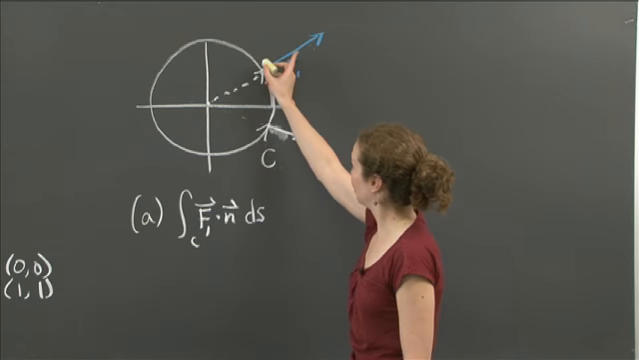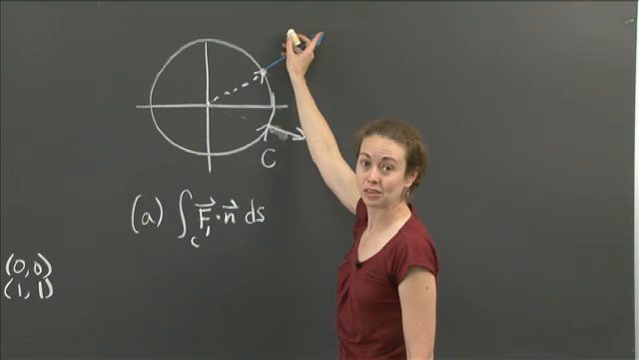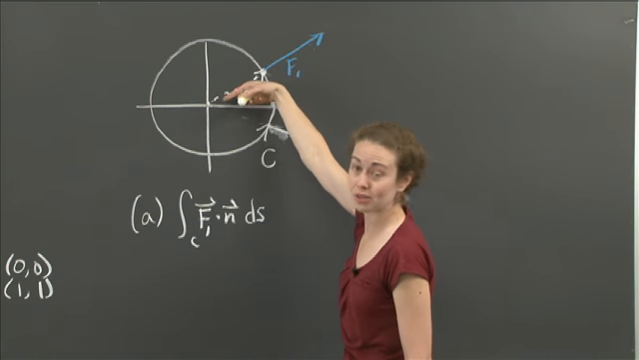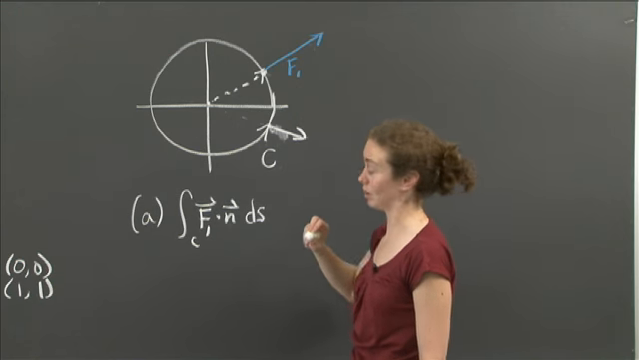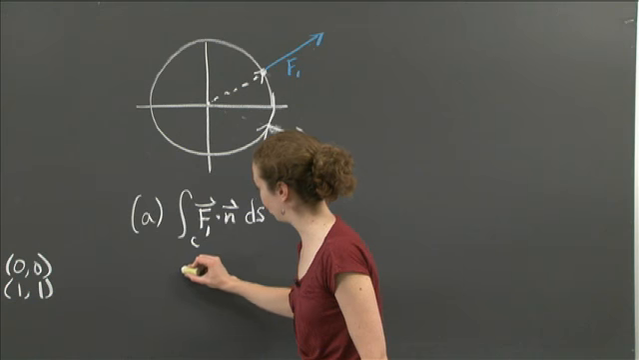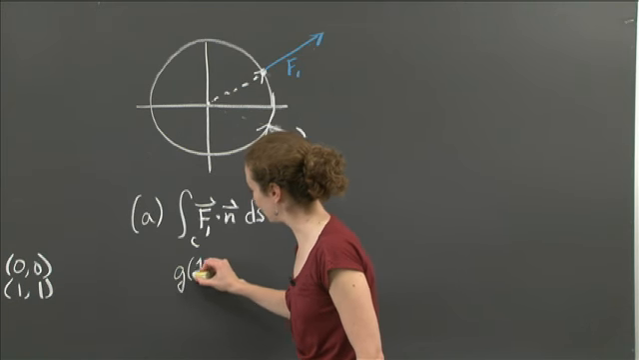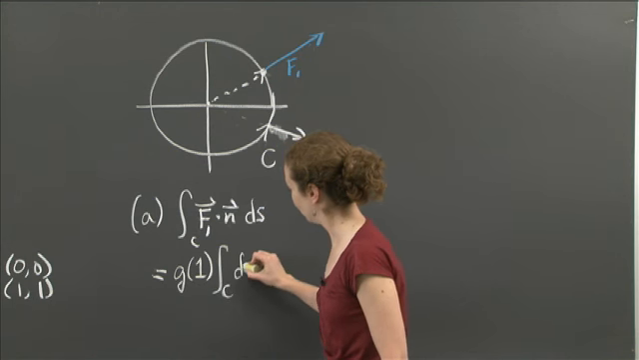The only reason I don't have to worry about absolute value is that if g is positive, I'm pointing in the same direction. If g is negative, I'm pointing in the opposite direction, and so cosine theta is -1 instead of +1. You might want to check that for yourself, but this is just g of 1. So that's a constant, and this is equal to g of 1 times the integral over c of ds.